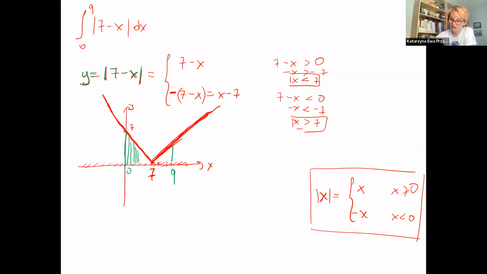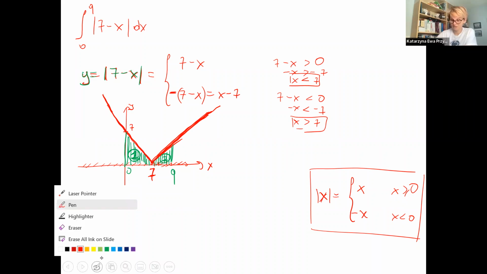Let's see what shapes we have between 0 and 7 and between 7 and 9. Yeah, because we do have 2 triangles, so we can just add the area of the first one and the area of the second one. And that's it. Okay, let's write this. Actually, I can write maybe here.